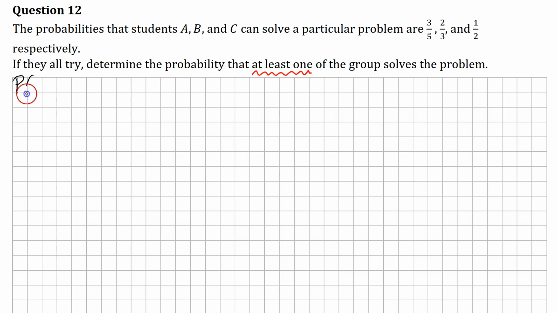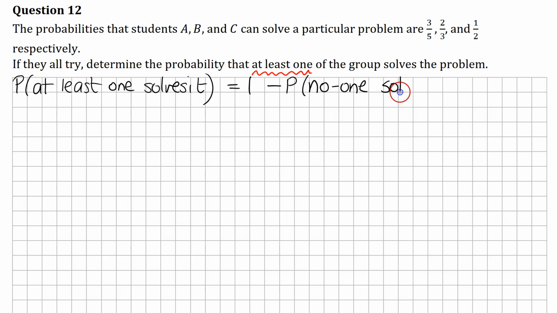So the probability that at least one solves it will be equal to 1 minus the probability that no one solves it. Okay, so what will that work out to be? That will be 1 minus the probability that A doesn't solve it, and B doesn't solve it, and C doesn't solve it. So the complement of A, B and C.